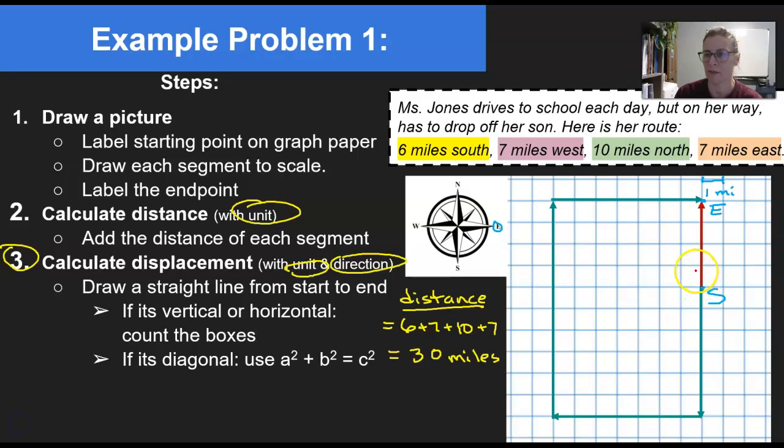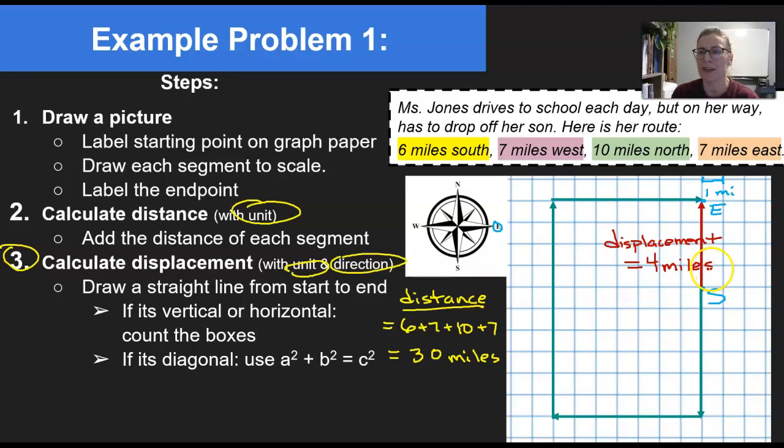All right, so we have 1, 2, 3, 4. And so it looks like our displacement, right? That's what this red arrow represents. Our displacement is simply going to be 4. And now we need the unit, right? Our unit is going to be miles.